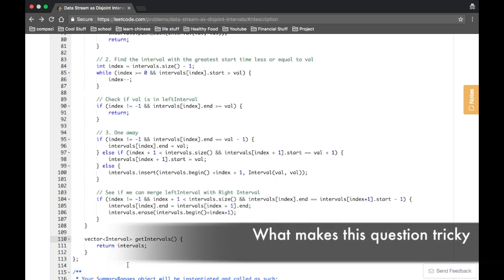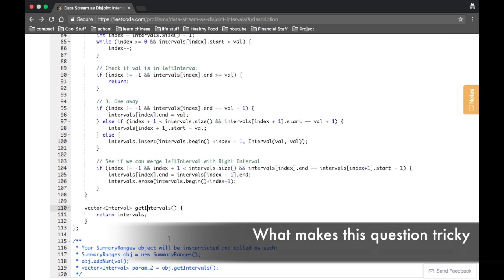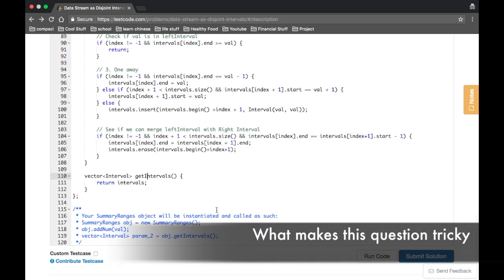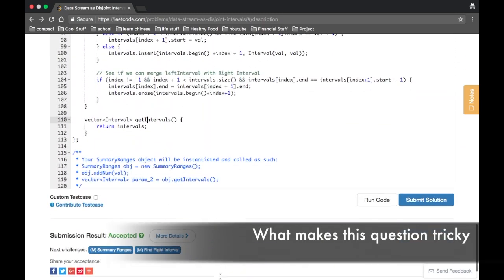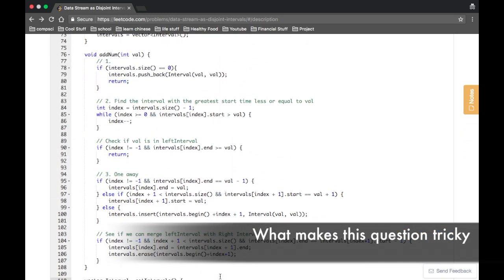So to wrap this up, what is the tricky part about this problem? As you can see, even though I prepared for this question a little bit more before explaining it, I still ran into some edge case scenarios. So definitely keeping track of all the edge cases and figuring out how to solve them is the tricky part for this problem. Yeah, and that's the tricky part.